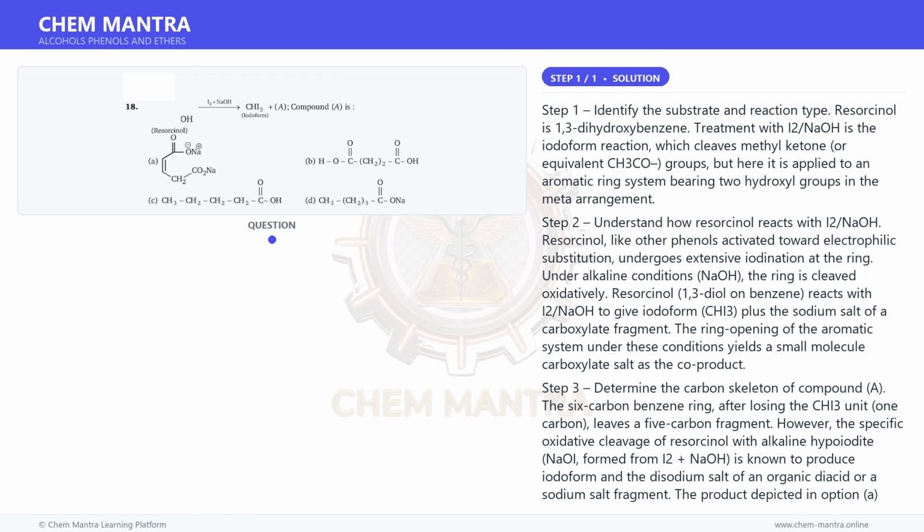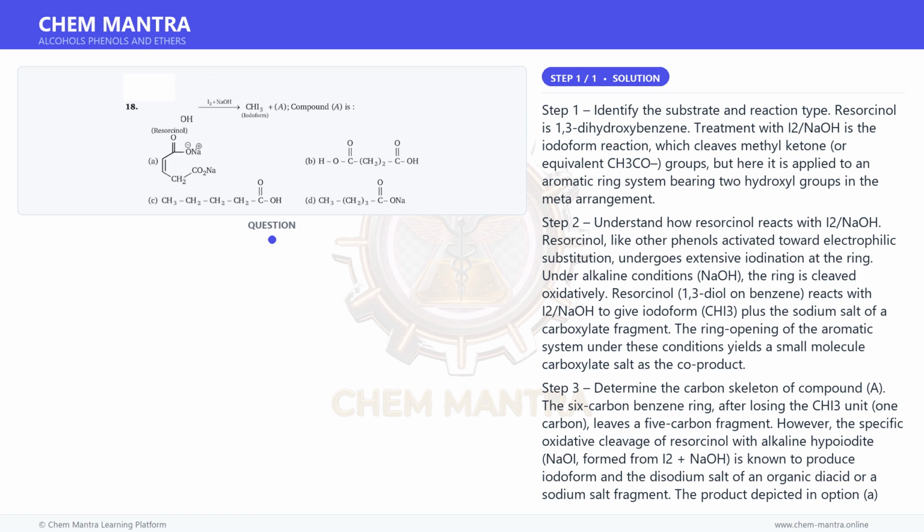Step 2. Understand how resorcinol reacts with I2/NaOH. Resorcinol, like other phenols activated toward electrophilic substitution, undergoes extensive iodination at the ring. Under alkaline conditions, NaOH, the ring is cleaved oxidatively.